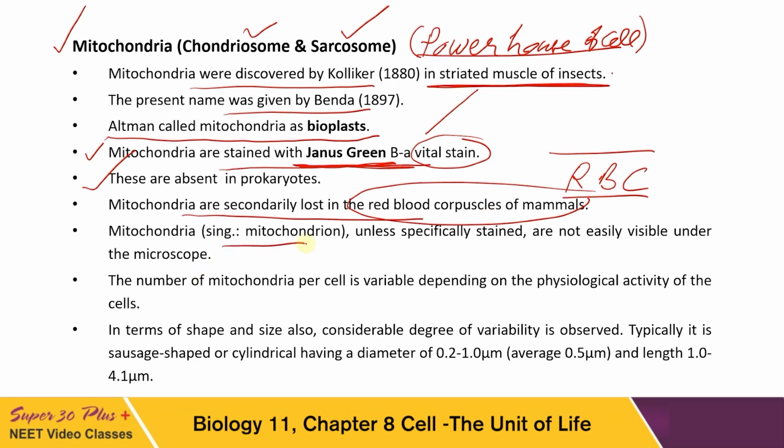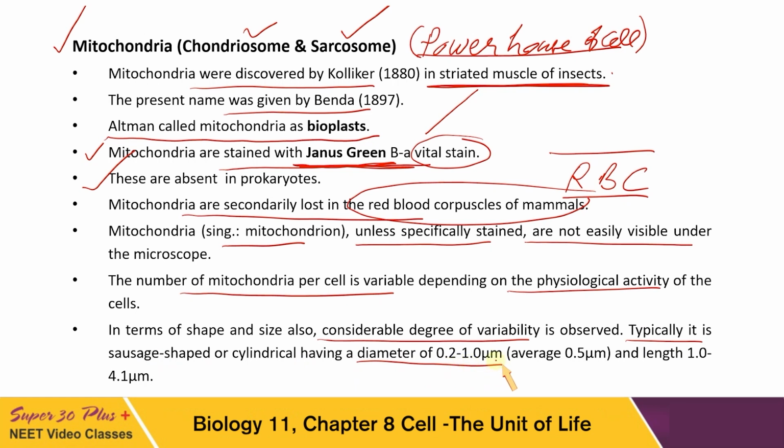Mitochondria, the singular is mitochondrion. Unless specifically stained, these are not easily visible under the microscope. That is, staining is required. The number of mitochondria per cell is variable. Definitely, the cell which is physiologically more active and requires more energy will have more mitochondria. In terms of shape and size, a considerable degree of variation is there. A typical mitochondrion is short or cylindrical, having a diameter of 0.2 to 1 micrometre, and the length is about 1.0 to 4.1 micrometre. Is it right? This is diameter, that is length.